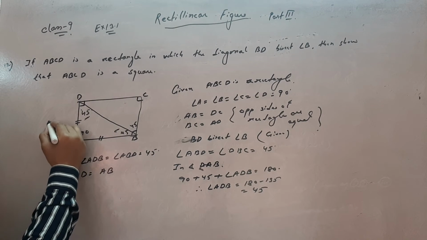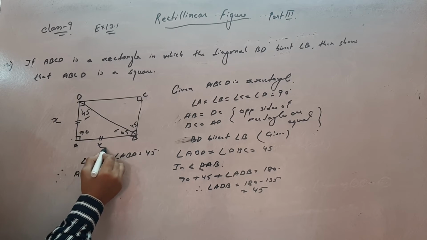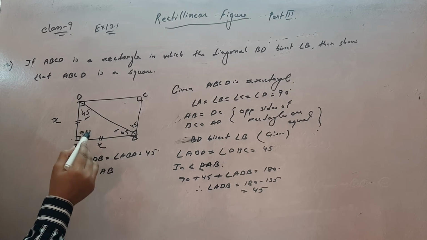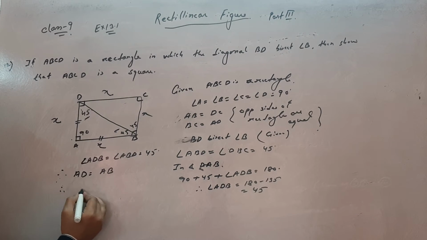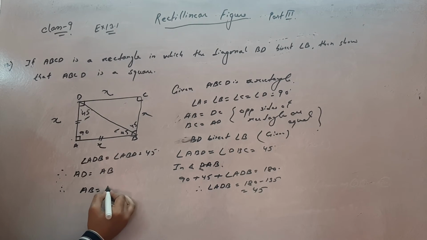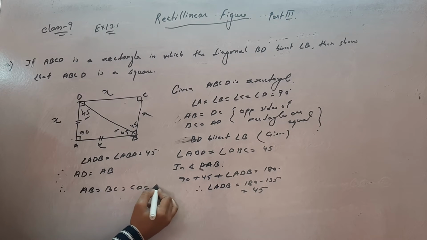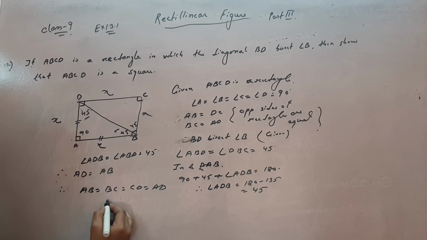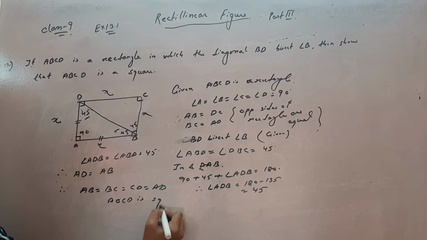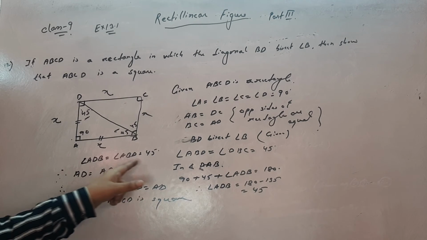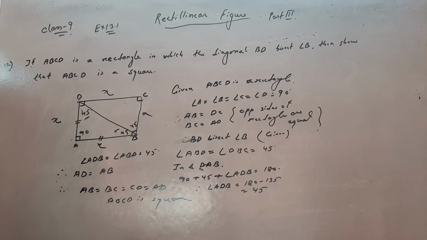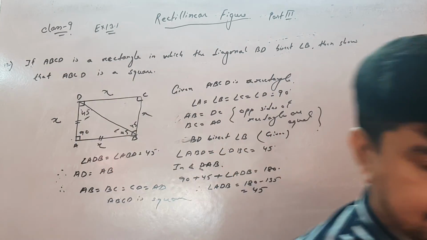Suppose AD is X, that means AB is also X, and we know that opposite sides of a rectangle are equal, so this one is also X and this one is also X. Therefore all sides are equal: AB equals BC equals CD equals AD. So ABCD is a square. Proved. Write the theorem here: when two angles of a triangle are equal, then the sides opposite to them are also equal. Note it down.